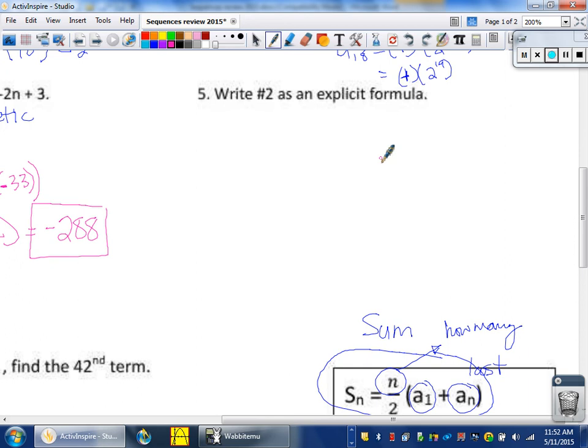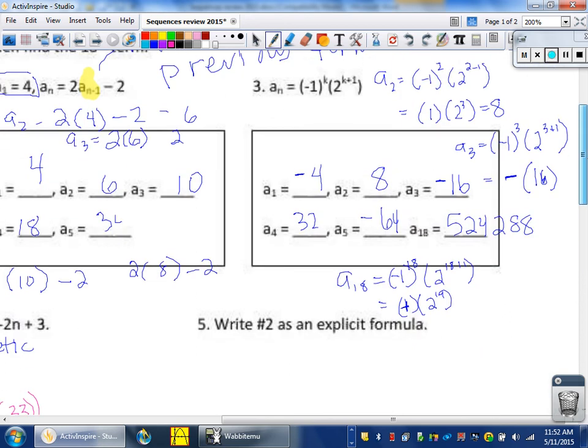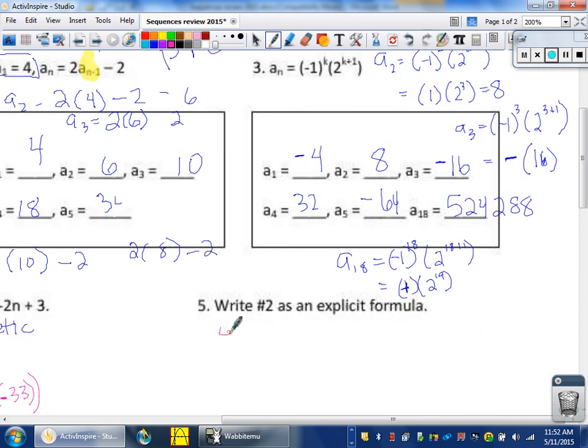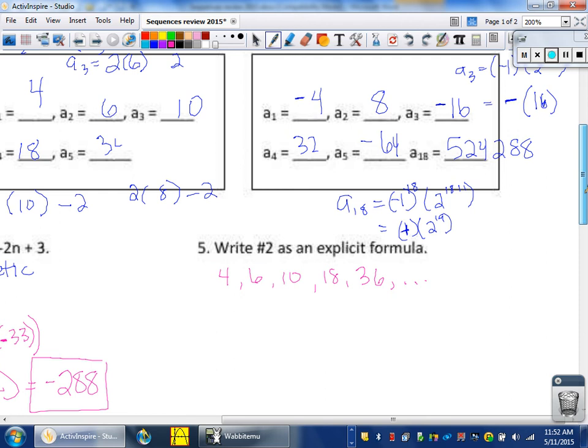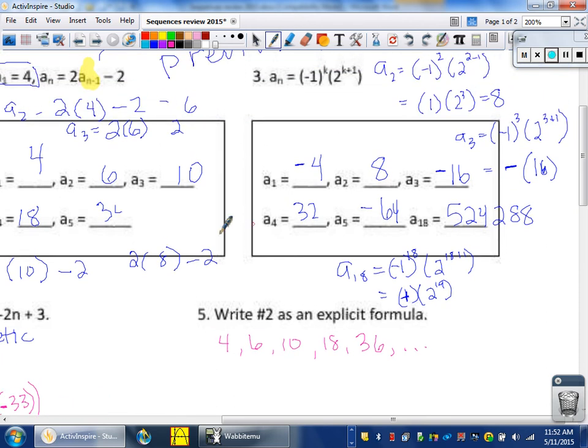Okay, explicit formula for number 2. So let's write down the terms for number 2: 2, 4, and then 6, and then 10, and then 18, and then 34, dot, dot, dot.